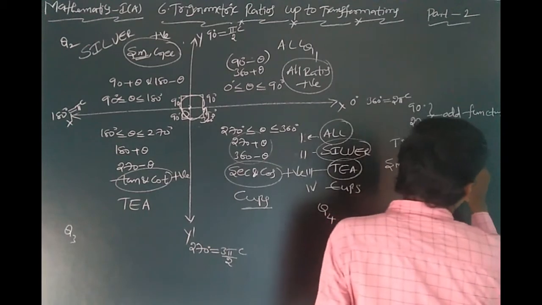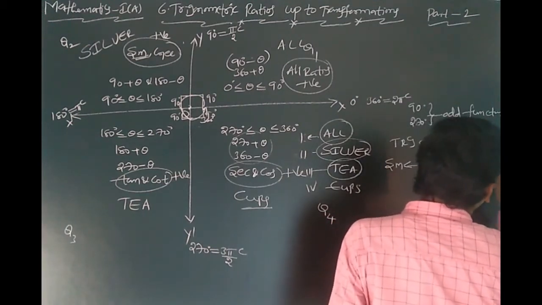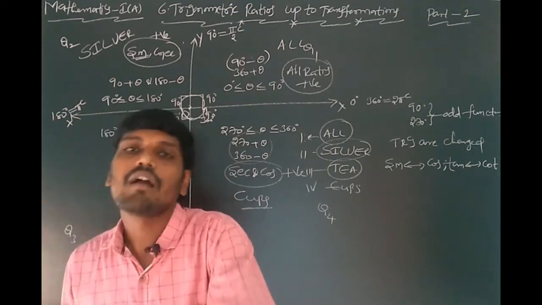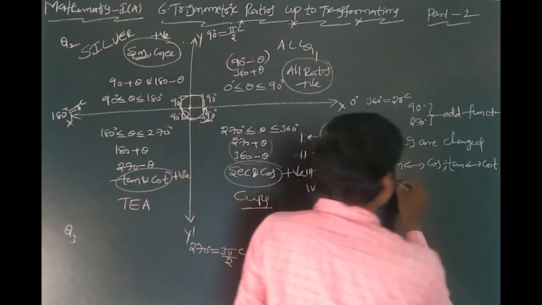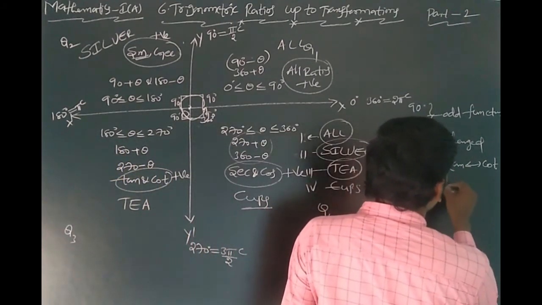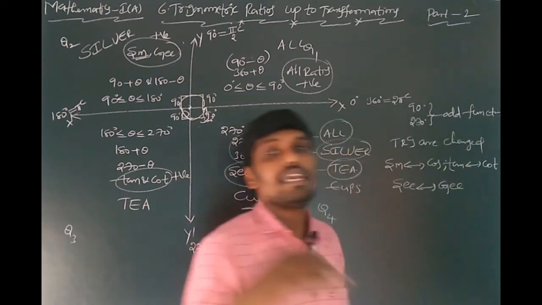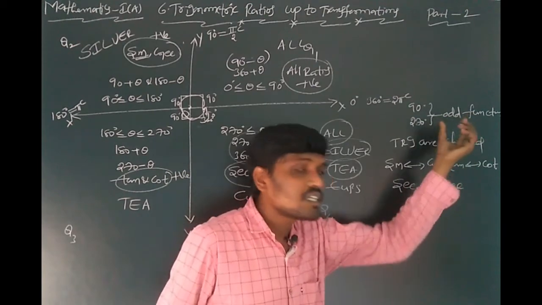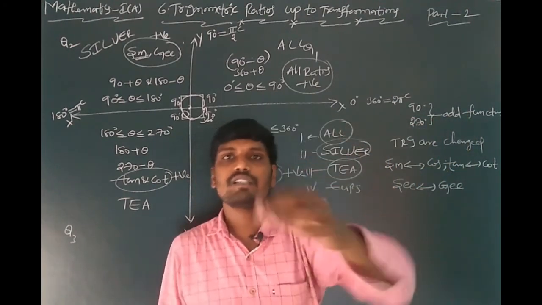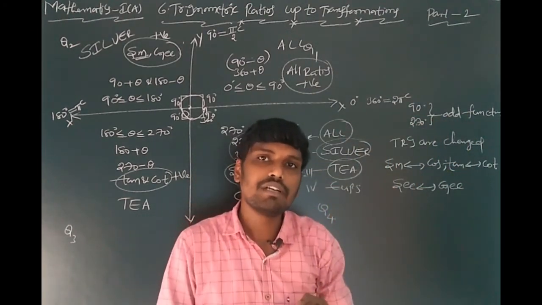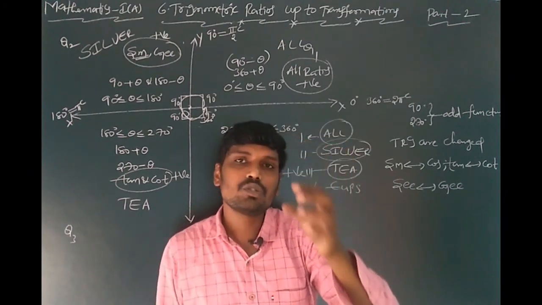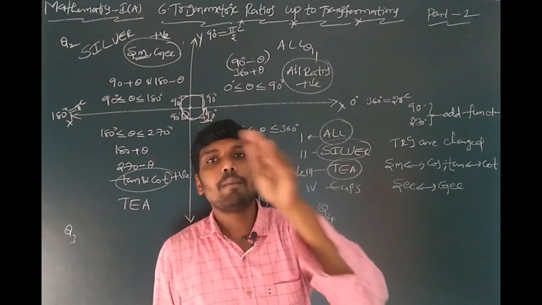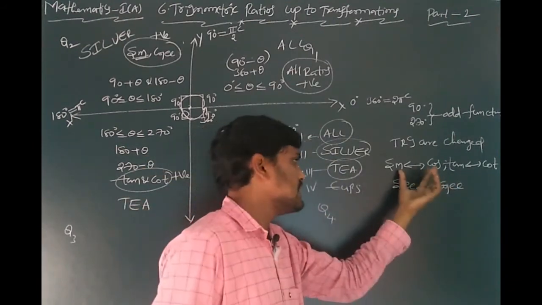Similarly, tan implies cot: tan becomes cot, and cot becomes tan. Similarly, secant implies cosecant: secant becomes cosecant, and cosecant becomes secant. In which functions? Odd functions. What are the odd functions? 90 and 270 degrees. In these odd functions, trigonometric ratios are changed in this way.